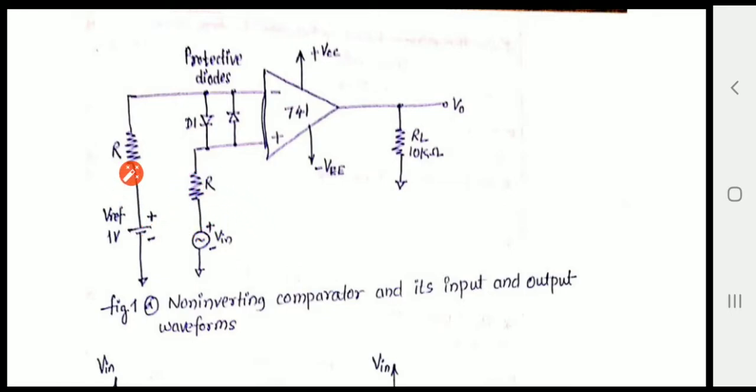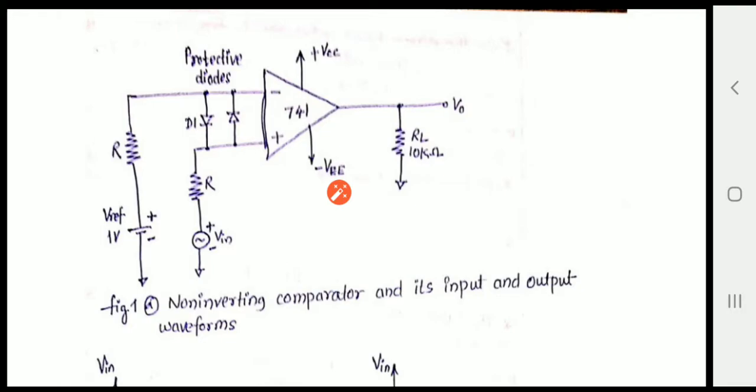Here there are some components connected. The resistors are used to limit the currents towards the diodes. These two diodes are called protective diodes, which are used to protect the operational amplifier when there is a massive increase in the input signal. Now we will discuss how this op amp can be used as a non-inverting comparator and convert the sine wave into a square or rectangular waveform.